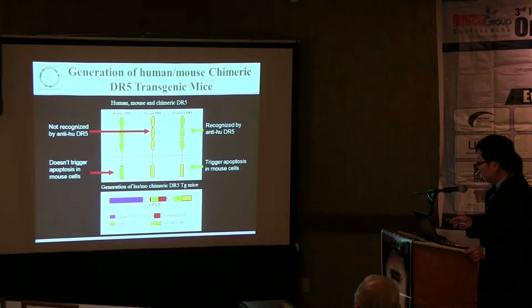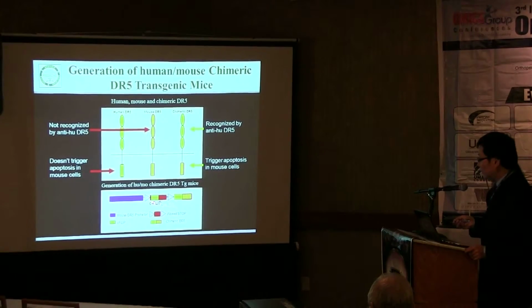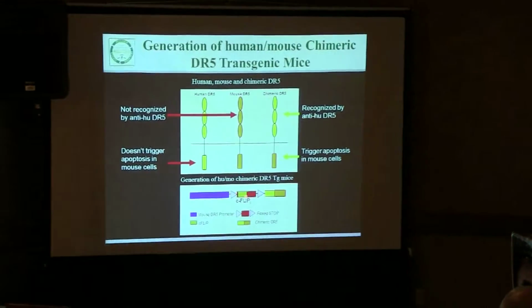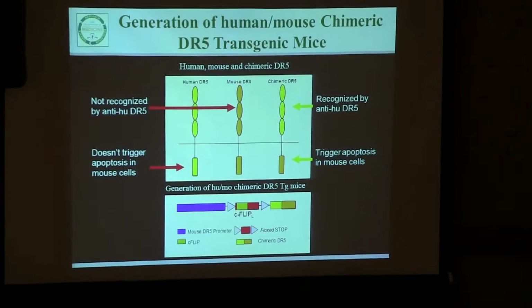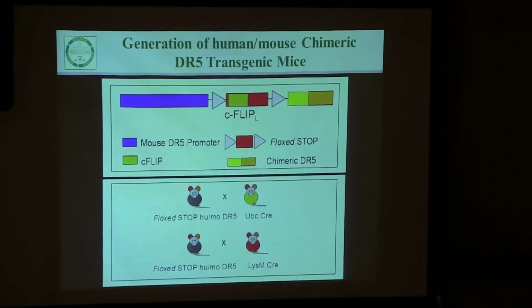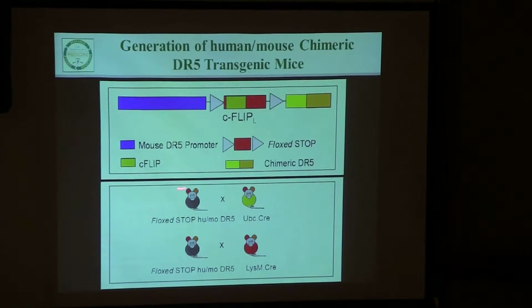And we also put a flox-stop sequence in front of the chimeric DR5 to prevent embryonic lethality. These transgenic mice have been crossed with different Cre mice, including UBC-Cre and lysozyme-Cre, enabling general expression and also macrophage-targeted expression.